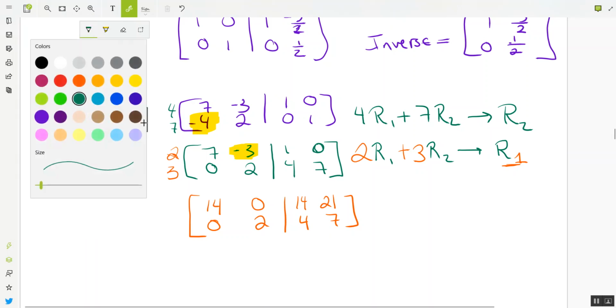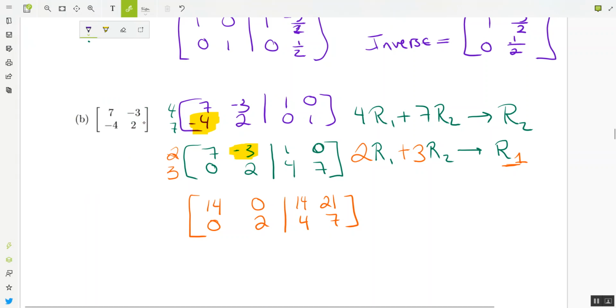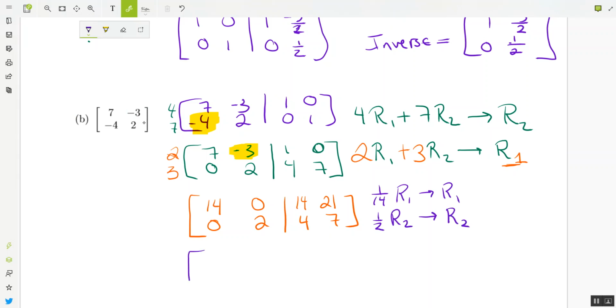Let's do different colors so I can keep track of my operations. So here I need a 1 and it's a 14, so I'm going to do 1/14 of row 1 onto row 1. And here I have a 2 and I need a 1, so I'm going to do 1/2 row 2 onto row 2. And again, if you hate this, it's okay. So that'll be a 1. The reason why you do the zeros first is notice 0 divided by anything is still 0, so that's awesome.